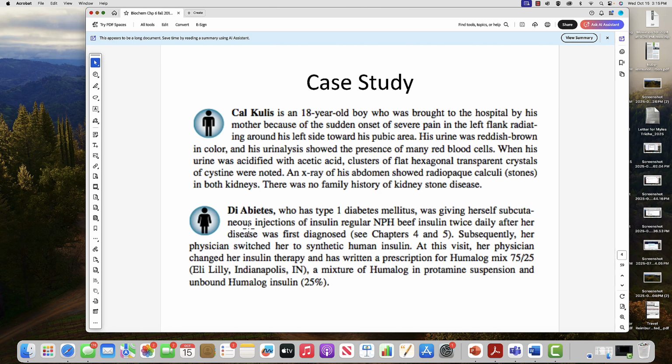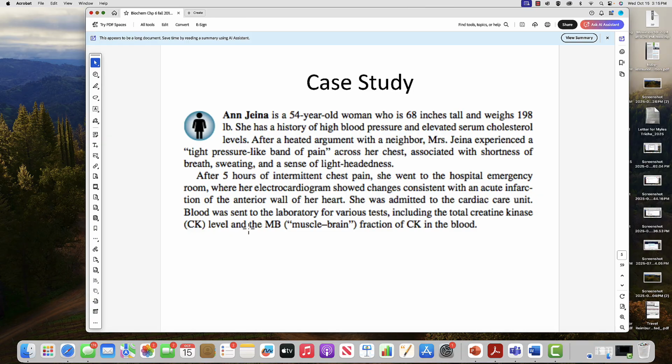And then the last patient is Angina. She's also a new patient for you. She's 54 years old, and they give some more background about Miss Gina, giving you some information about what symptoms she experienced when she came to the hospital emergency room and what tests they did to help understand what she was dealing with.